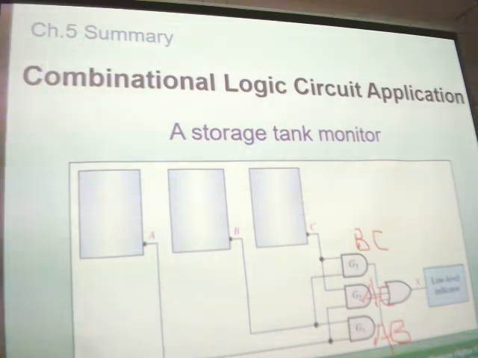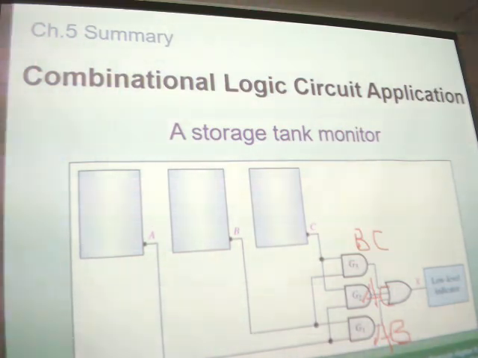So we must write the truth table. First the inputs A, B, C, and then the output X. Then the values must go from 0 to 7. So 0, 0, 0; 0, 0, 1; 0, 1, 0; 0, 1, 1; 1, 0, 0; 1, 0, 1; 1, 1, 0; 1, 1, 1.